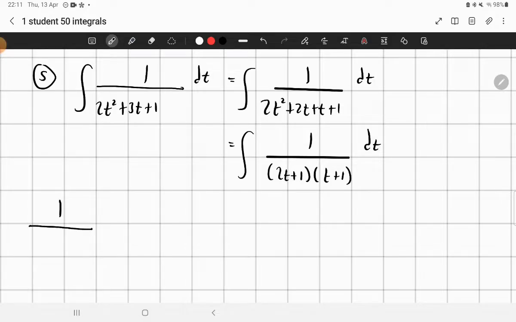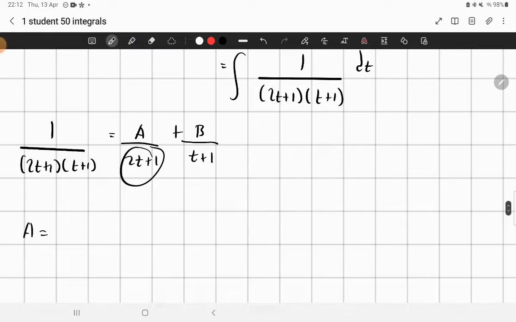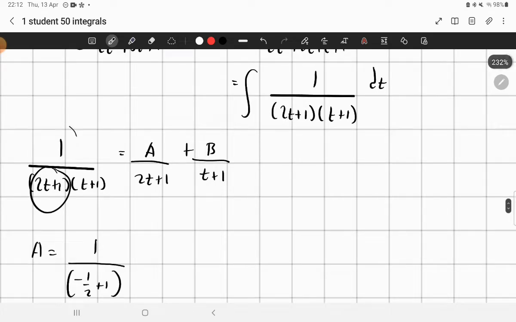So 1 divided by (2t plus 1)(t plus 1) is equal to A over 2t plus 1 plus B over t plus 1. By using the cover-up rule, you can obtain your coefficients very easily. For this term to be 0, t has to be equal to negative 1 over 2. So we cover that part and only focus on the other part.